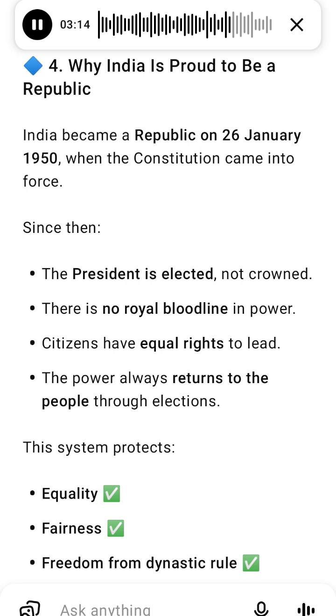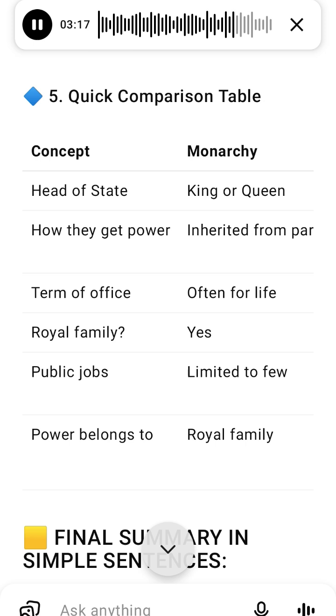India is a republic, and that means you, the citizen, are more powerful than any royal family. The government must serve you, not rule over you.